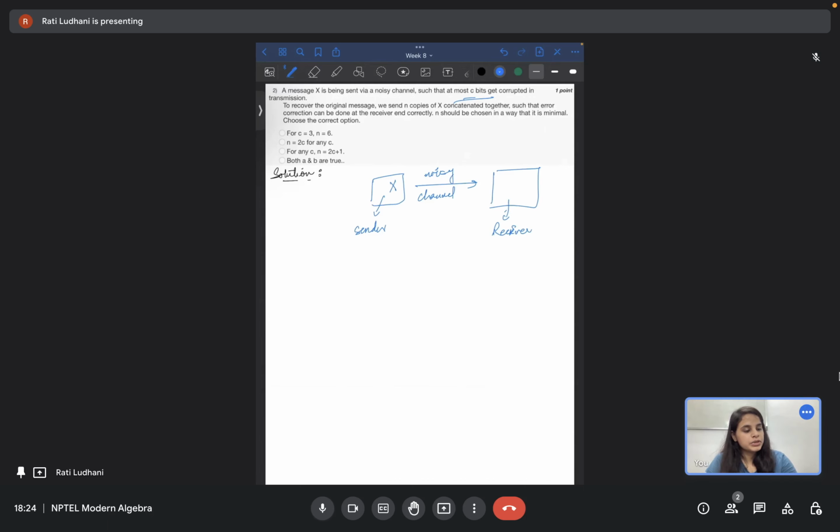So what is happening? You have some X as your message, and these are like bits. You have a message of this kind, and when you send it, it gets corrupted in C positions. You don't know which positions these are, so any C positions got corrupted.